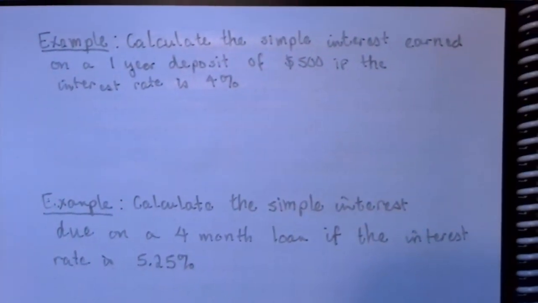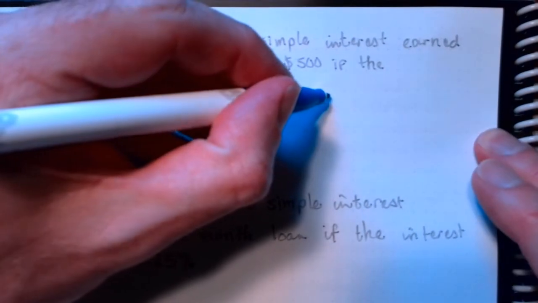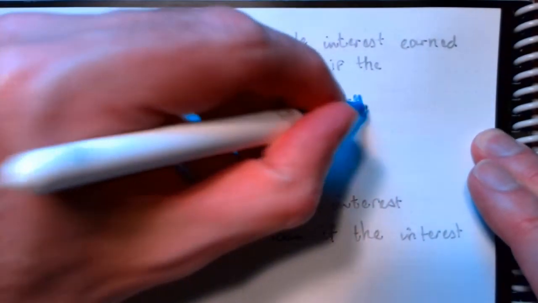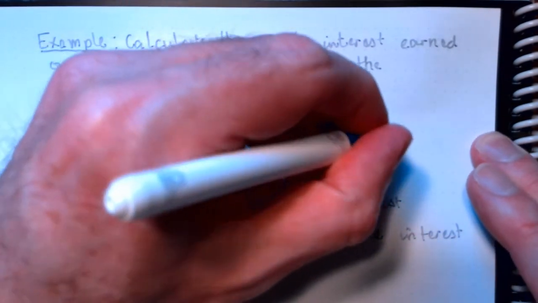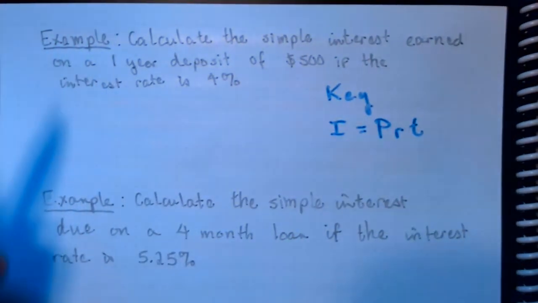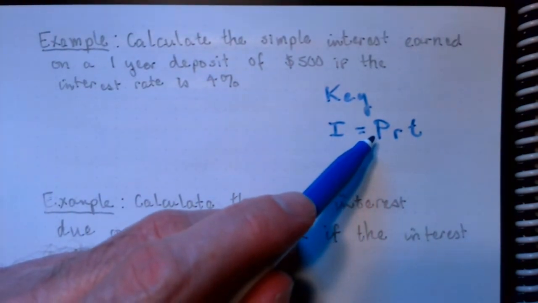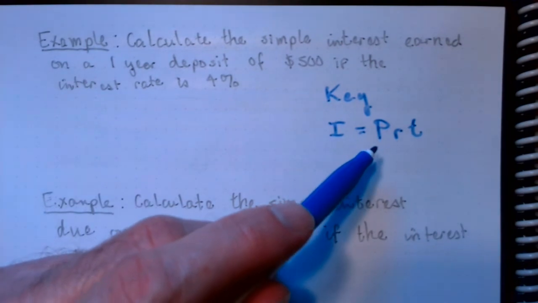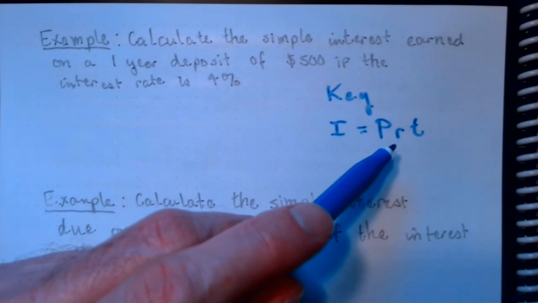Okay, so let's get right into the mix here. Calculate the simple interest earned on a 1-year deposit of $500 if the interest rate is 4%. This is the key here: the simple interest formula. The interest is equal to the principal multiplied by the rate multiplied by the time. Now the principal is a kind of fancy word. It means whatever the initial deposit was, or whatever the loan amount was for. Principal is your starting amount. Rate and time.